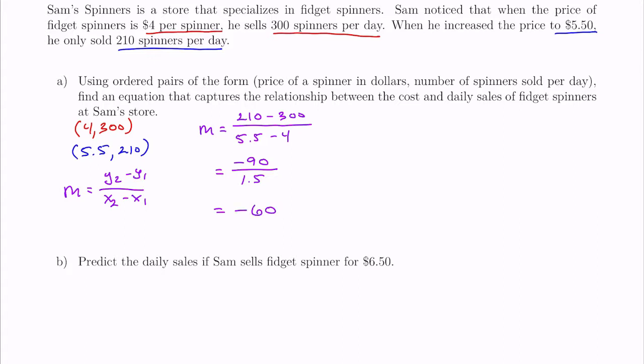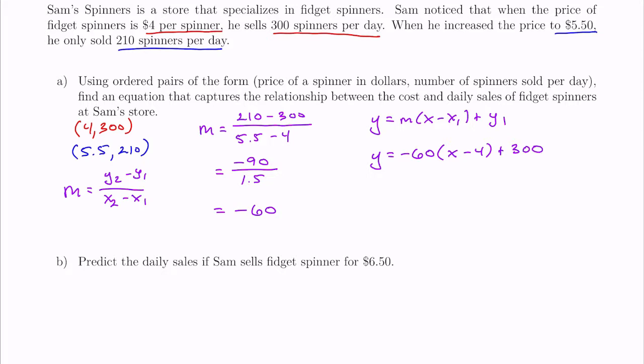To now use that slope to come up with an equation, I'm going to use the point-slope form. As a reminder, the point-slope form is y equals m times the quantity x minus x1 plus y1, where the m is the slope and the x1, y1 pair is one of the ordered pairs. It does not matter which ordered pair we use, so I will simply use the 4, 300, since there are no decimals in that one. So, using the point 4, 300, our equation would become y equals negative 60 times the quantity x minus 4 plus 300.